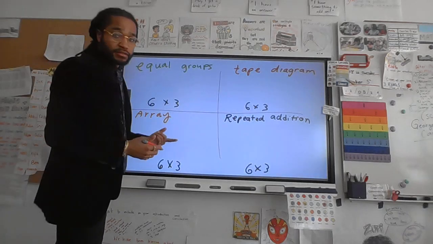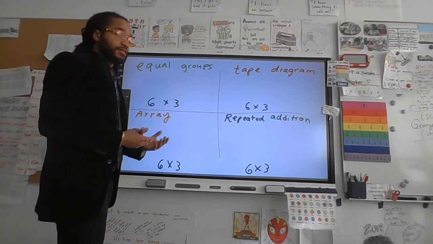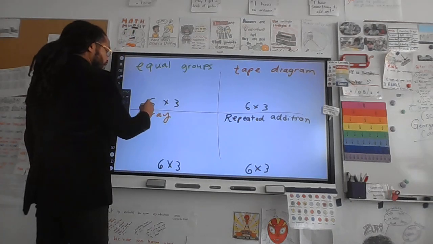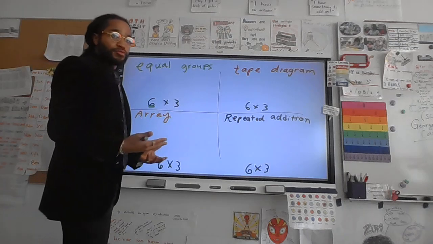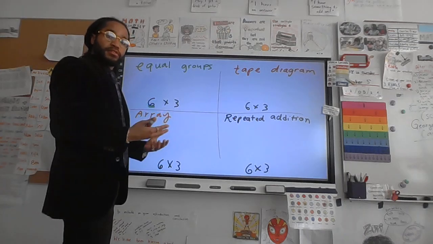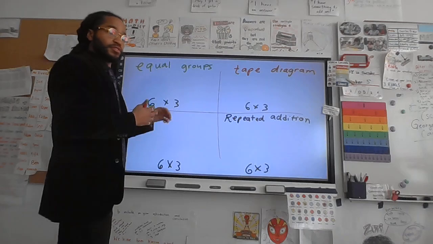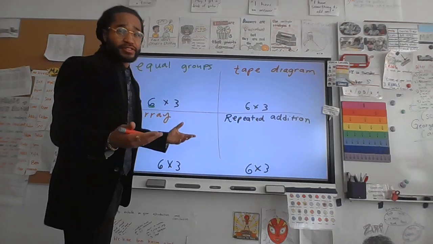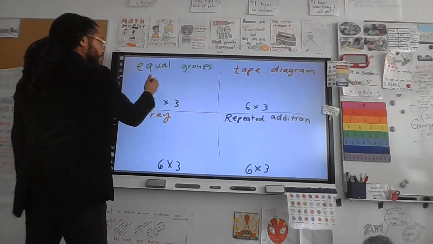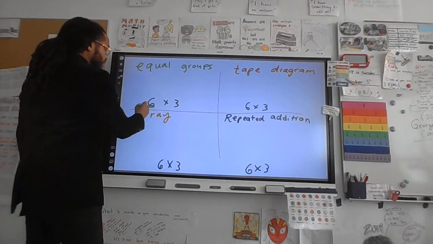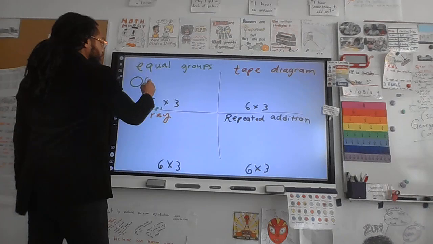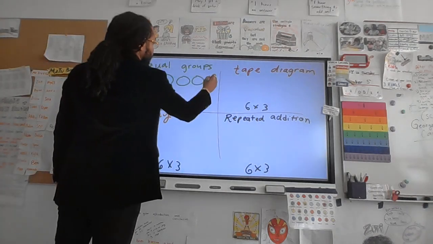Now, the first factor, and you should use these words at home: factor, product. But the first factor usually represents how many groups, how many rows, how many parts. That's how I tell kids to focus on, like the first factor first. I'm using the word first a lot, but hopefully you understand what I'm saying. For example, we're going to show equal groups, 6 groups. So I'm going to show 6 groups. 1, 2, 3, 4, 5, 6.